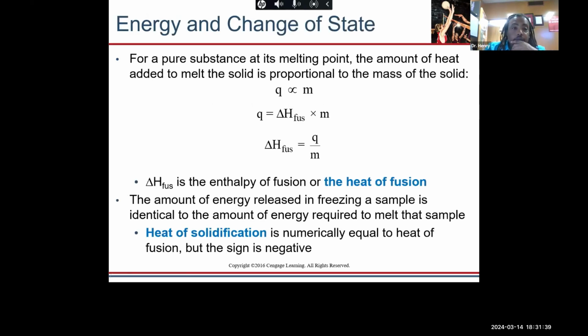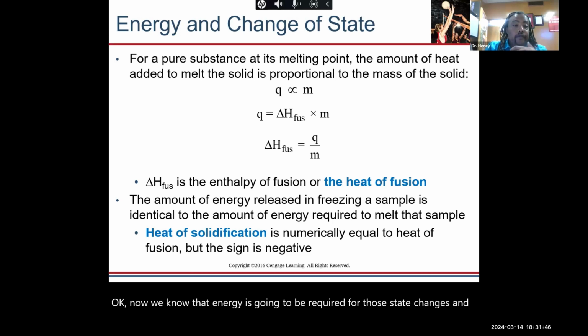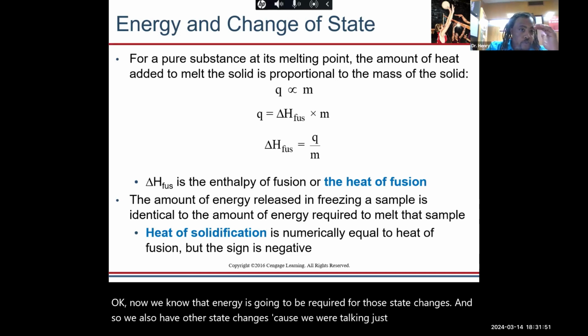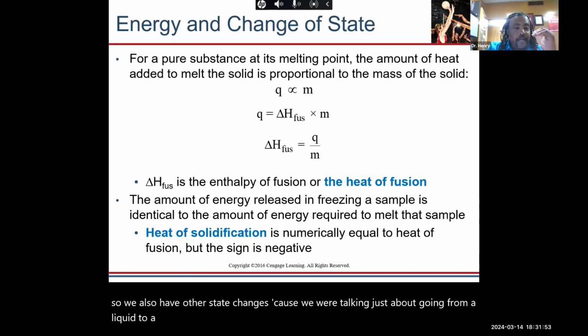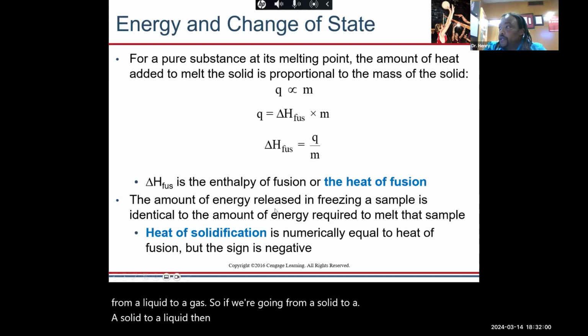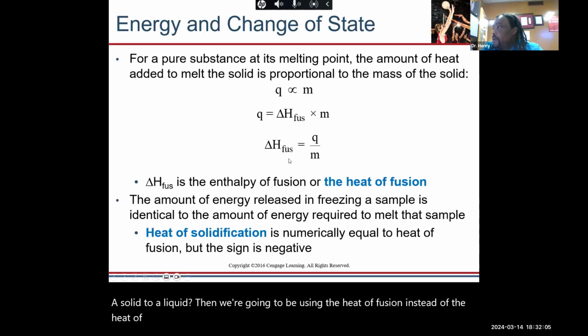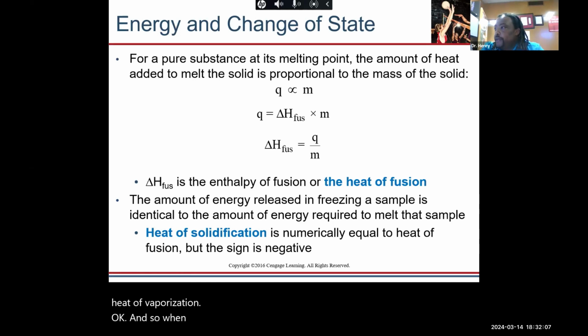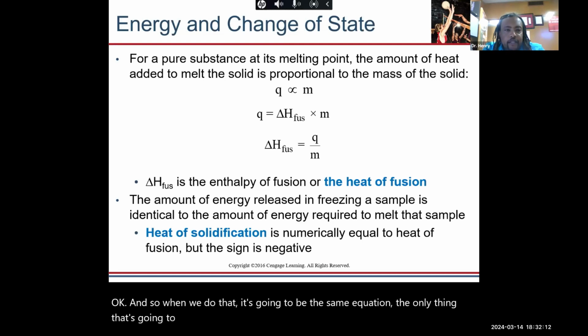Okay. Now we know that energy is going to be required for those state changes. And so we also have other state changes, because we were talking just about going from a liquid to a gas. If we're going from a solid to a liquid, then we're going to be using the heat of fusion instead of the heat of vaporization. Okay. And so when we do that, it's going to be the same equation. The only thing that's going to change is the value for our delta H.